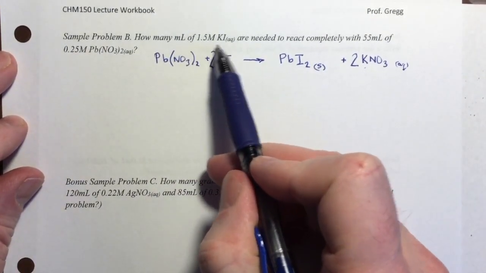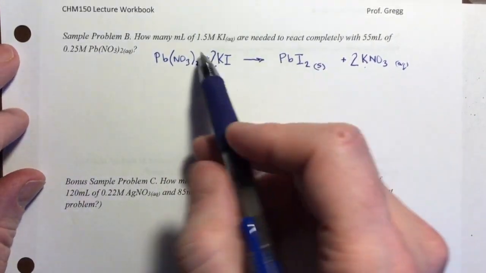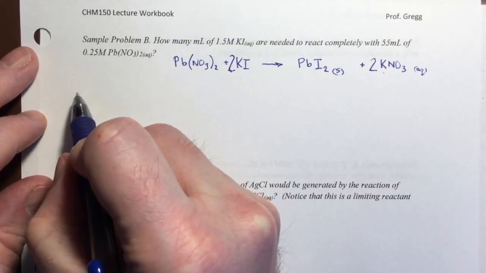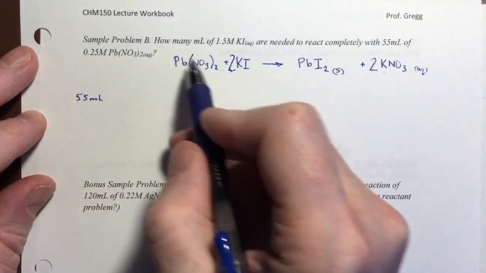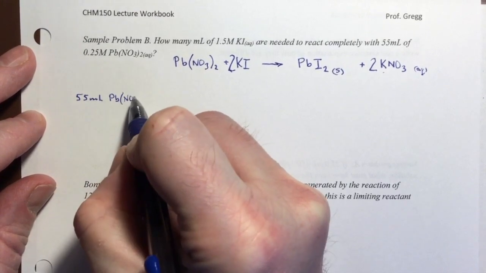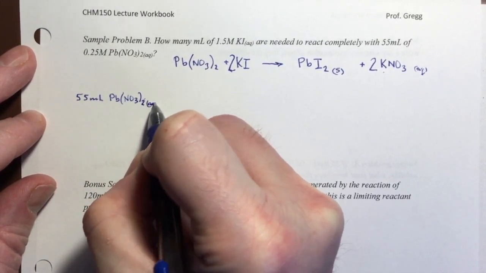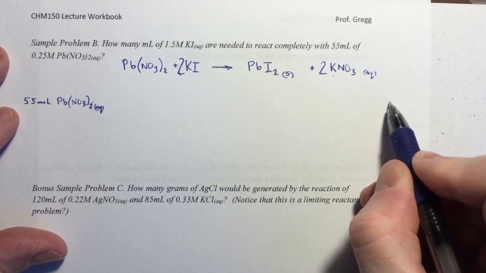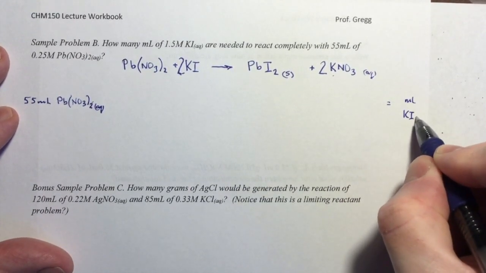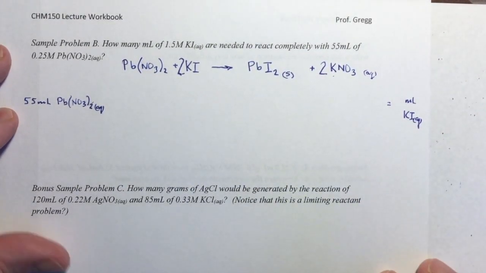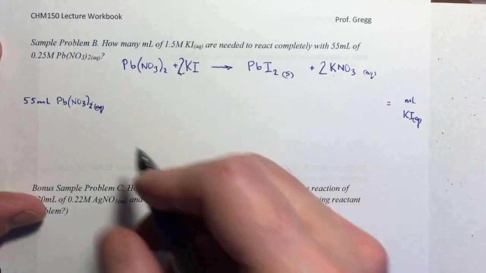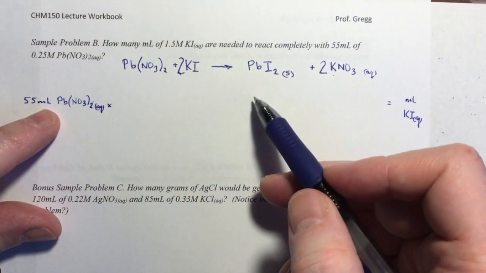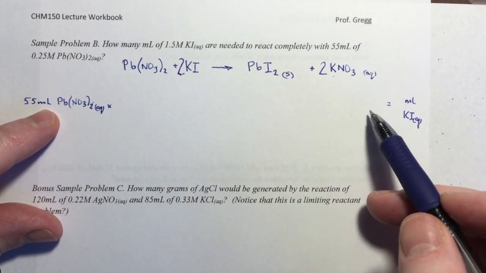So now it says how many milliliters of this solution are needed to react with that many milliliters of that solution. So this is the quantity, the amount that I'm given. That's where I'm going to start with. 55 milliliters of the lead 2 nitrate. And I'm looking for milliliters of the potassium iodide, so I'll put that way over here. Give myself plenty of space to work on this problem because we know I'm going to have to go through several conversions. So milliliters to liters, liters to moles, moles to moles, moles to liters, moles to milliliters, right?